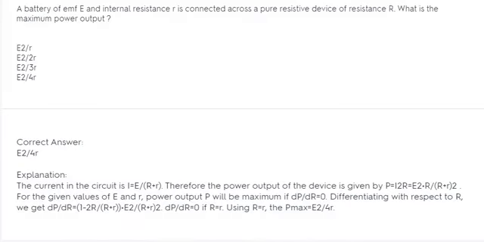A battery of EMF E and internal resistance R is connected across a pure resistive device of resistance R. What is the maximum power output? E^2/R, E^2/2R, E^2/3R, E^2/4R.